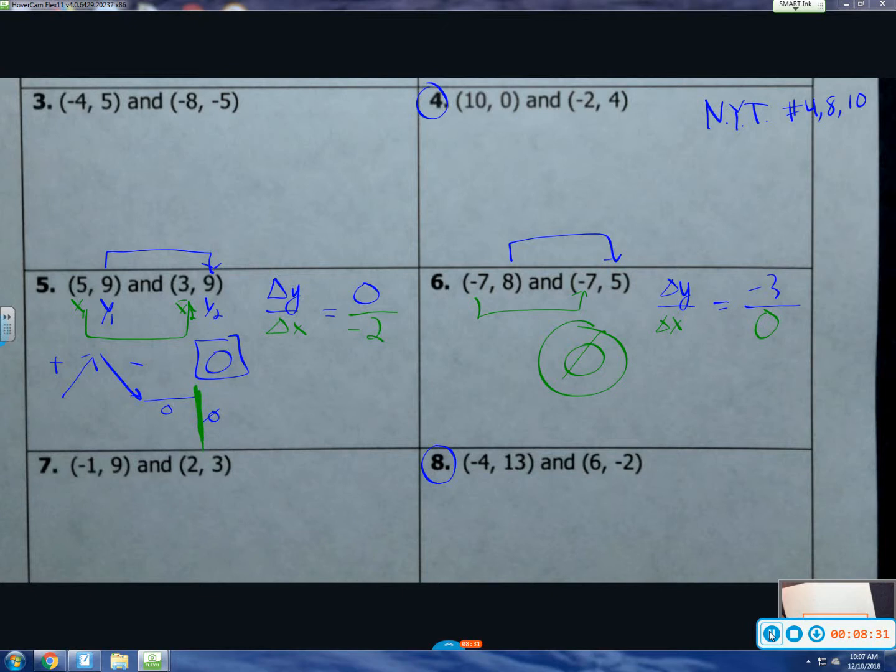Okay, so I want you to pause the video and try numbers 4, 8, and 10. 4, 8, and 10 are your now you tries. So give this a shot, pause the video, and we will talk in just a second.